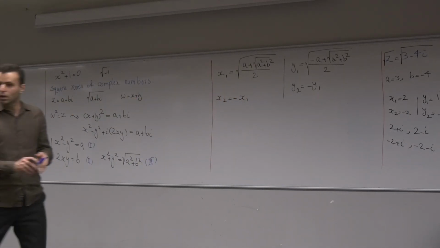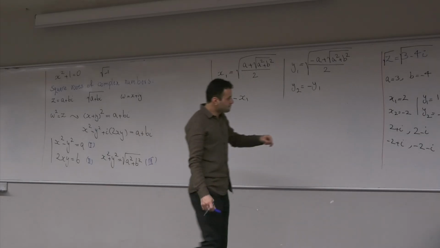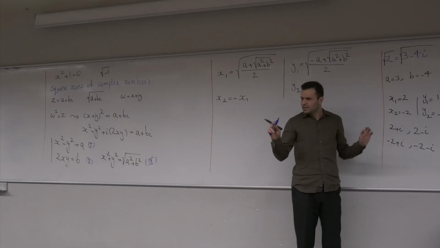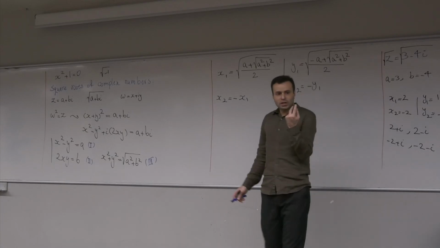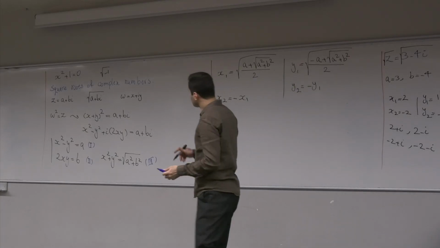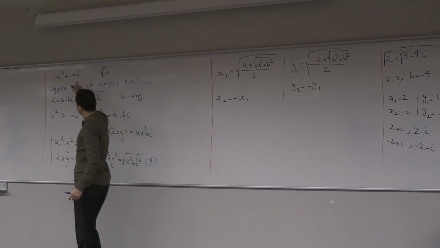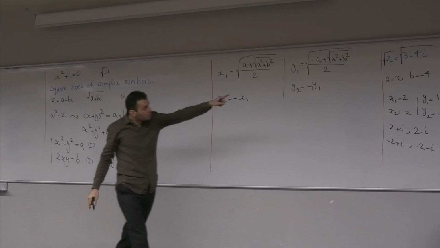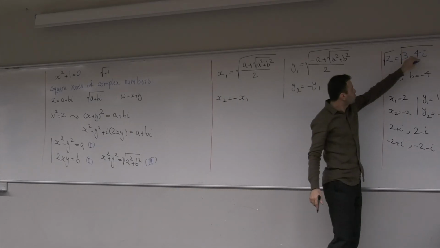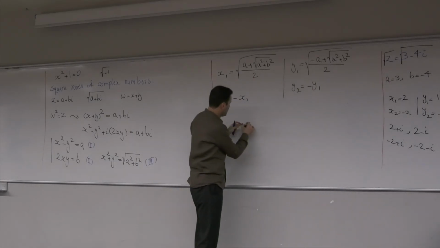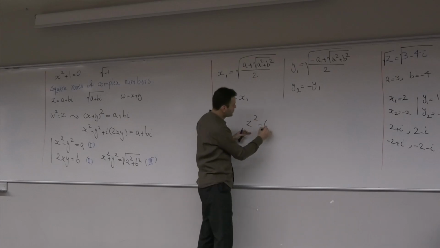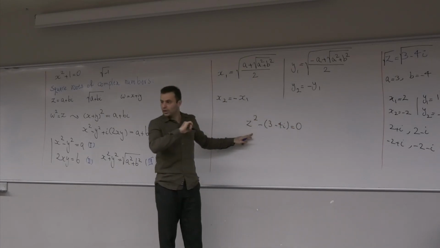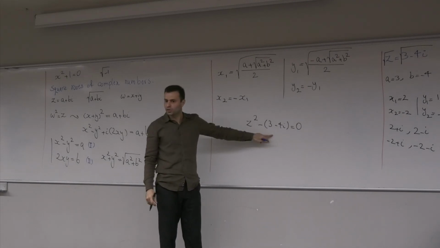All 4 of them? Minus 2 minus i, the square root of. Yes. The thing is this. When we are looking for square roots, we are solving an equation, right? A polynomial equation of degree 2. For instance, this equation is going to be z to the power of 2 minus 3 minus 4i equal to 0. We are trying to solve this polynomial equation.